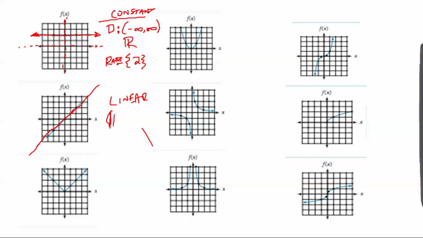Someone just put an R here, double-type R for the domain. I can put anything into it. I can get anything out. We just did that one.